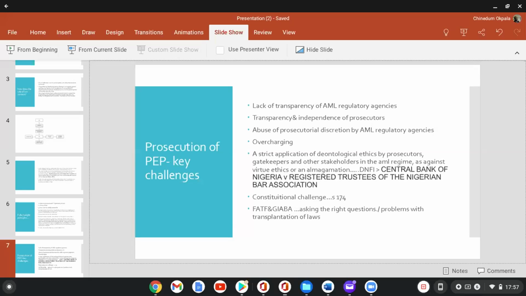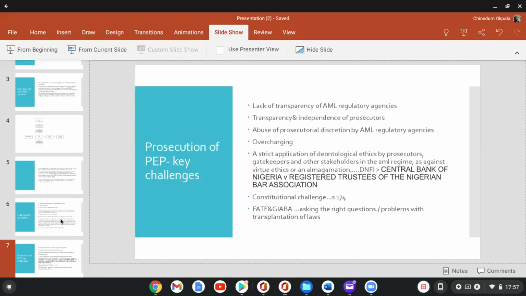And of course, FATF and GABA are not asking the right questions, in the sense that because of the transplantation of laws, it looks as if we have an effective AML regime, which we do, but with regards to the typology which is prevalent in Nigeria, we are not as effective as we should be. So we have a lot of action going on, a lot of prosecution of politically exposed persons going on. But the real question should be, how many people have you successfully convicted? How many politically exposed persons have you successfully convicted?